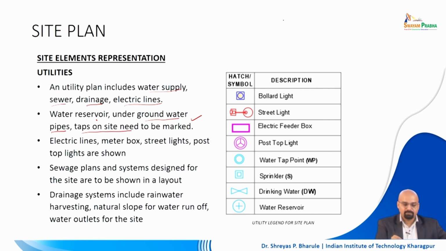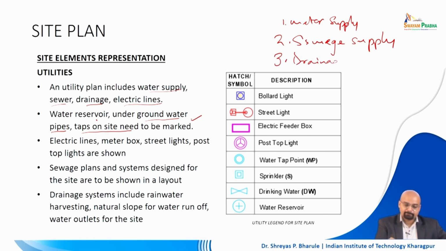So, four things. One is your water supply, second is your sewage, third is your drainage, and fourth is your electric. These are all utilities-based additions to your layouts, to your site plan, and all of the elements of these different layouts are to be represented on a site plan.